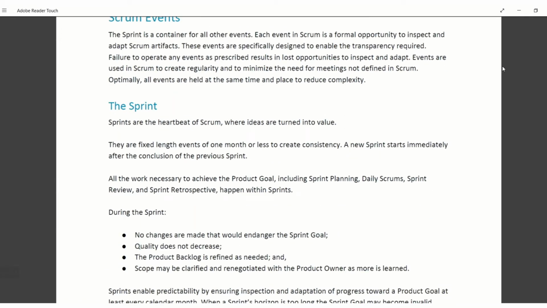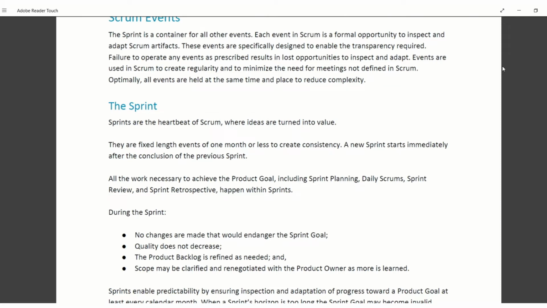Scrum events. The sprint is a container for all other events. Each event in Scrum is a formal opportunity to inspect and adapt Scrum artifacts. These events are specifically designed to enable the transparency required. Failure to operate any events as prescribed results in lost opportunities to inspect and adapt.